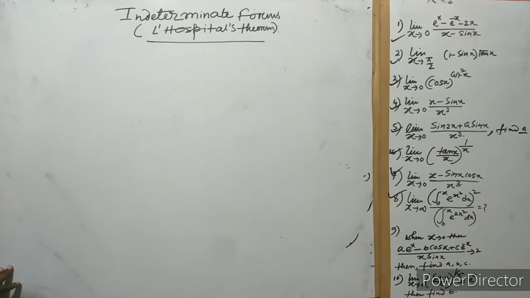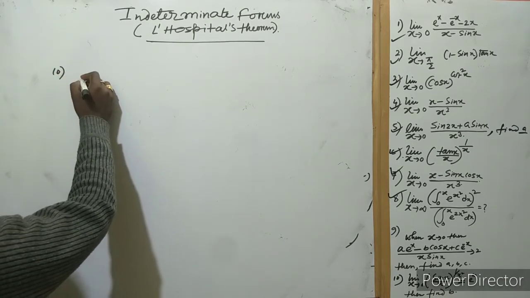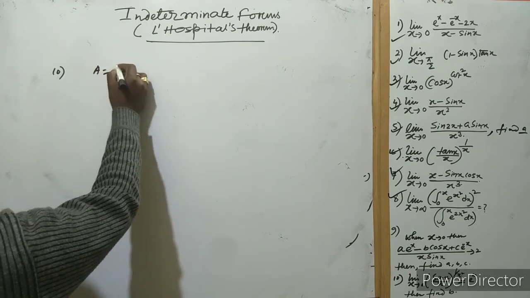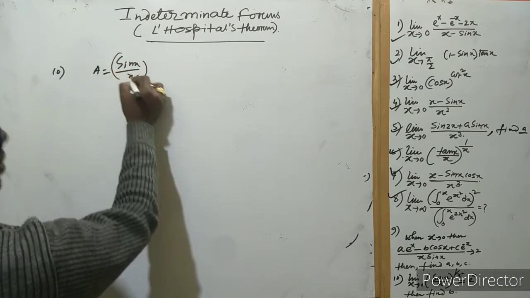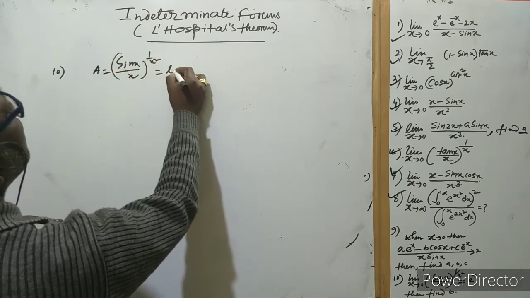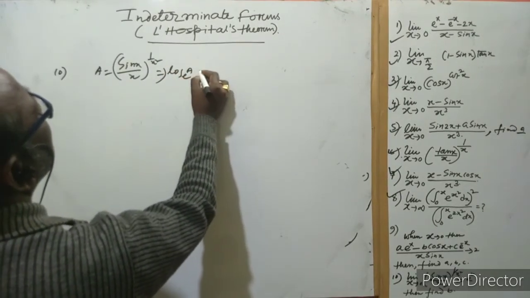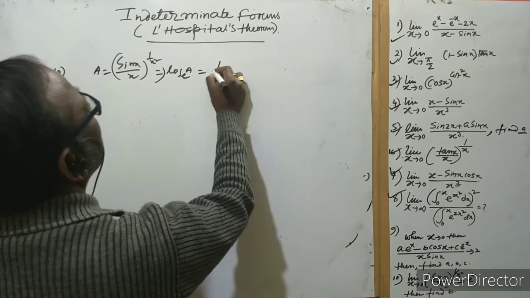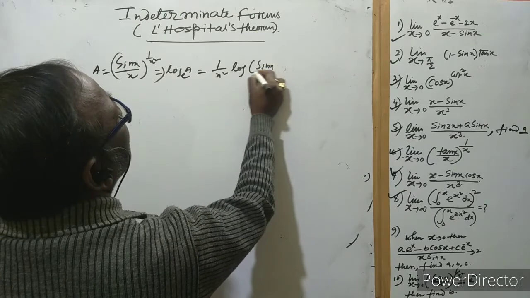Now we want to do question number 10. After that we will proceed to question number 9. See, this is here 10. Let a equal to (sin x by x) whole to the power 1 by x square. So taking logarithm on both sides, log a is equal to 1 by x square log of sin x by x.